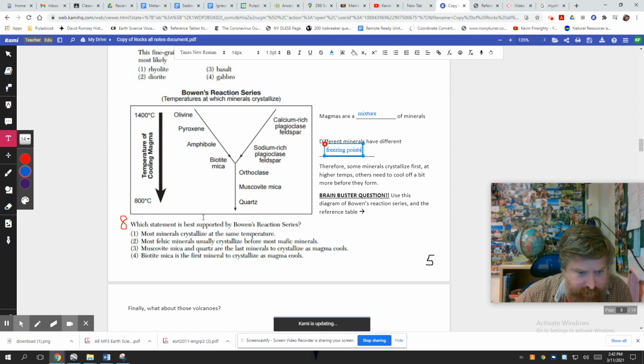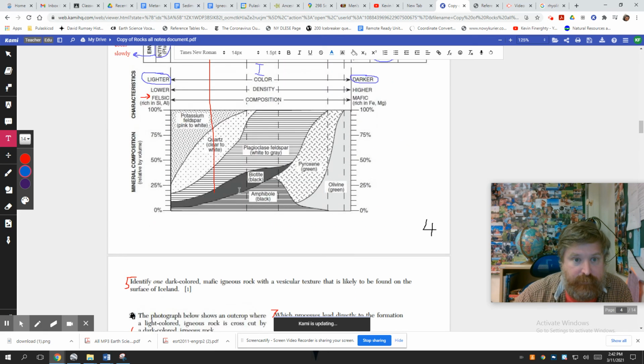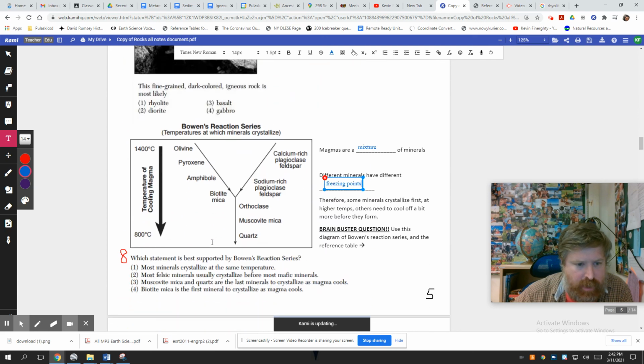Which statement is most true of Bowen's reaction series? Most minerals crystallize at the same temperature? No. The whole point of this is that there's a whole bunch of different temperatures. Most felsic minerals usually crystallize before most mafics. So felsic minerals are these guys. I'm seeing the mafic ones going first. Muscovite mica and quartz are the last minerals. No. Biotite mica is the first mineral to crystallize as magma cools. Uh-oh, I'm not liking any of them. The last minerals. Oh, yeah, I was going too fast. It's 3. These 2 are the last to crystallize as it cools.